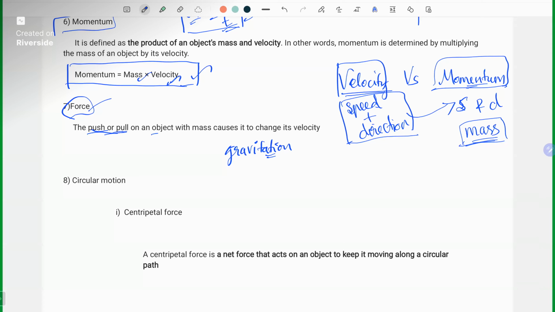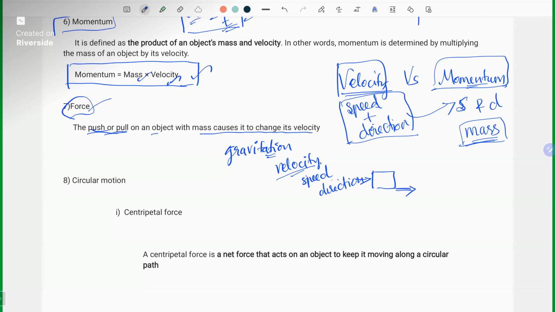So pushing or pulling an object and changing its velocity or changing its direction. There is a brick, you push it, you'll displace it to a certain distance. So some work will be done. So force will basically change the velocity, that is the speed. It will change the speed or it will change the direction.